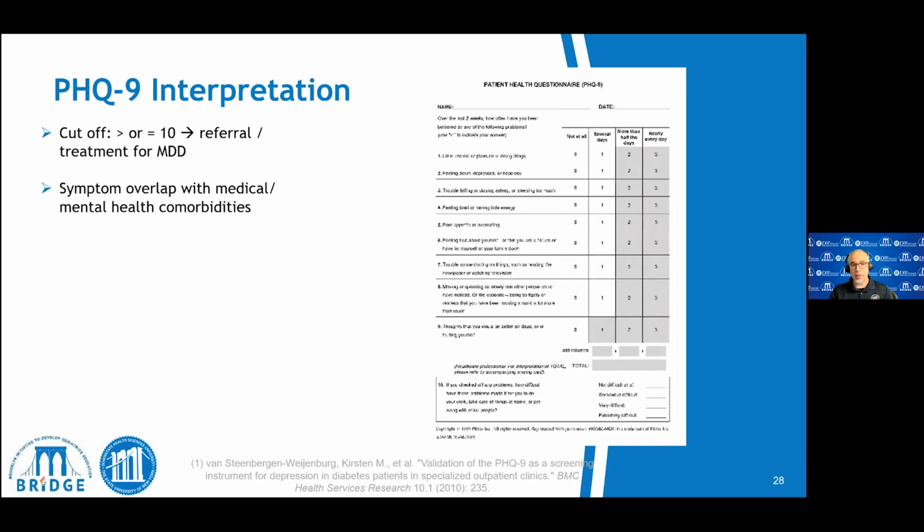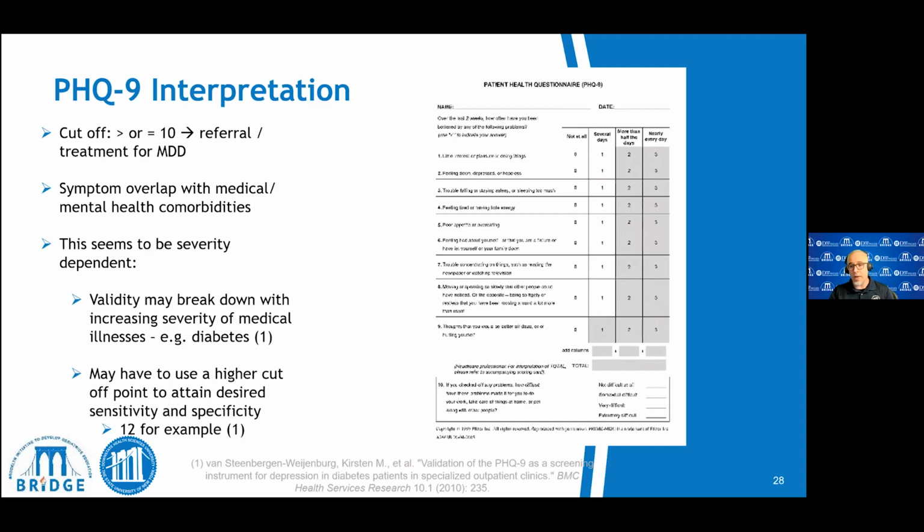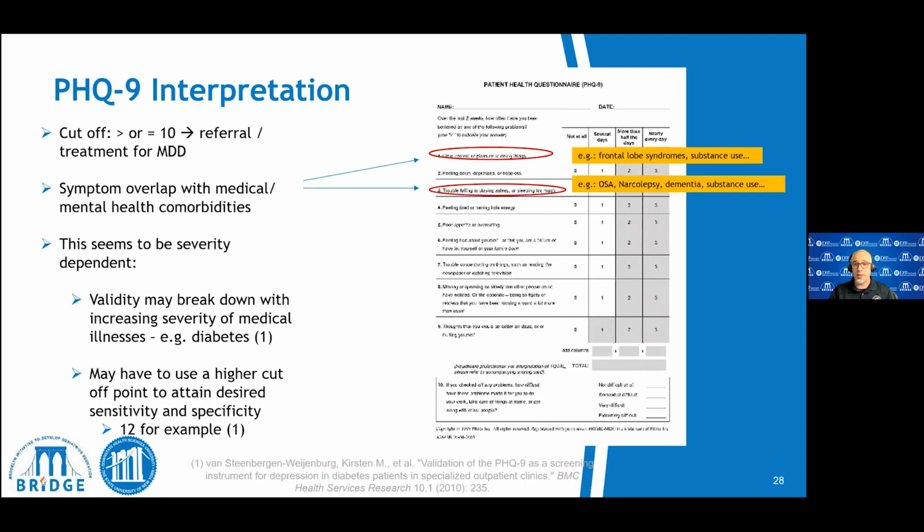Right? So commonly in your clinics, you might find that if the score is 10 or higher, they get referred for treatment of major depressive disorder. But the symptom overlap is remarkable, right? So changes in interest or pleasure might be frontal lobe syndromes. They might be substance use. Insomnia could be obstructive sleep apnea or narcolepsy. They could have dementia. They could, again, have substance use or any number of other conditions.